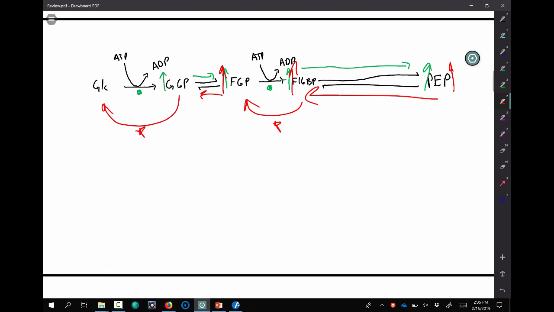Lecture 5 will be regulation. So we're going to look at how this is done. We'll talk about it from a tissue standpoint and look at the major features of it. And you'll see allostery is really the thing that does it.